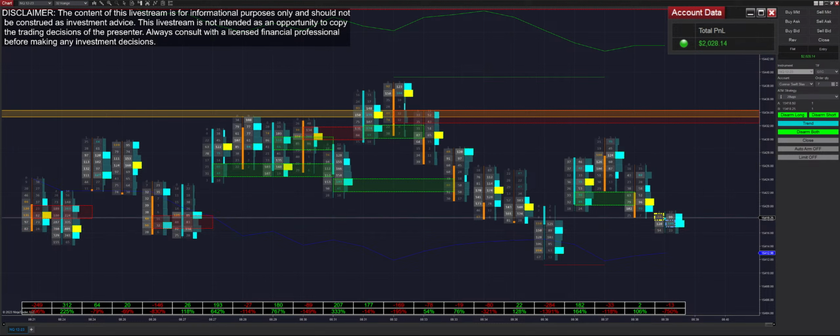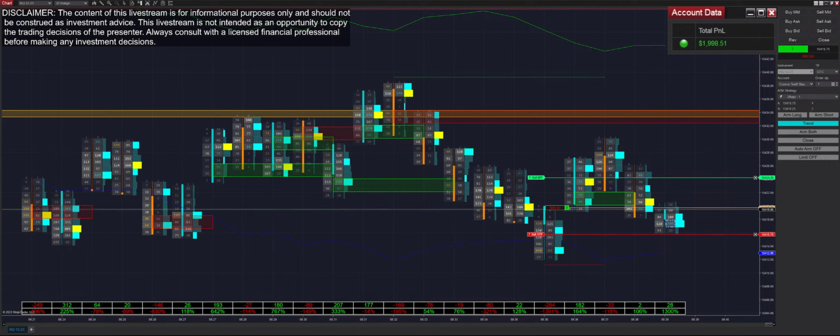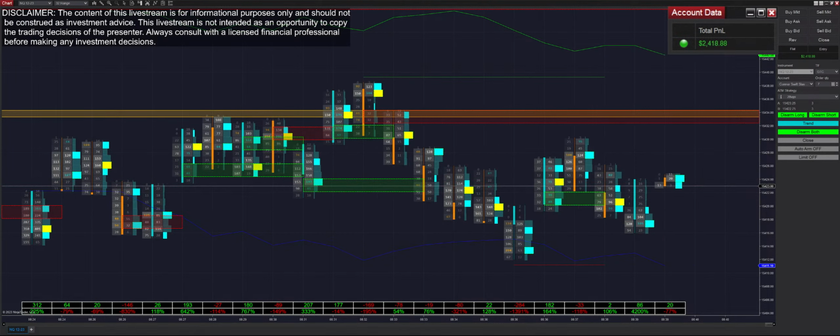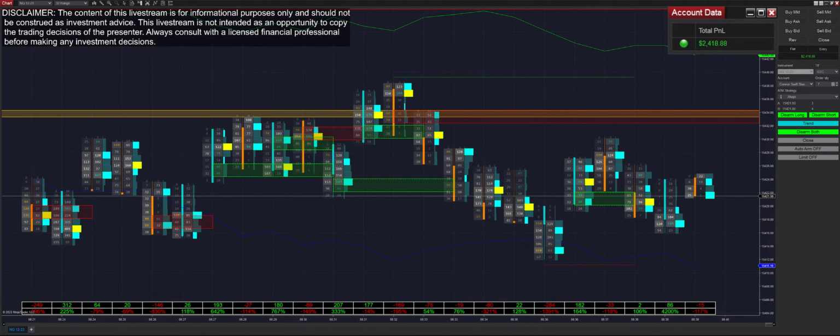Up to $2,000 on the day now. Definitely some great progress from where we were. Always frustrating to start out the day with 3 consecutive losses. Kind of a mental thing for me. I like to have a daily profit cushion, but of course we don't get to choose that. So up to $2,400 on the day now.